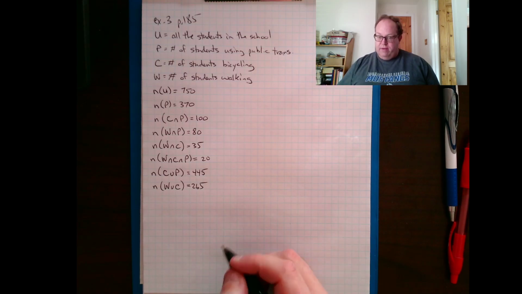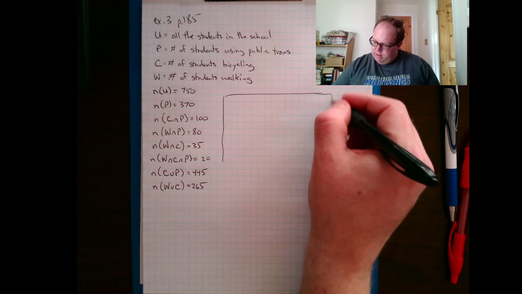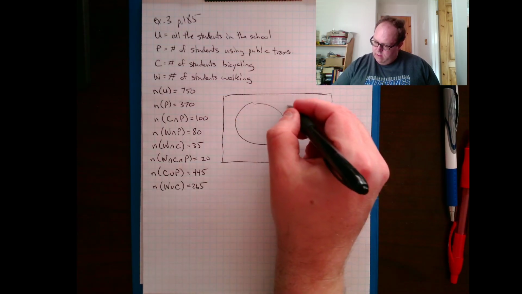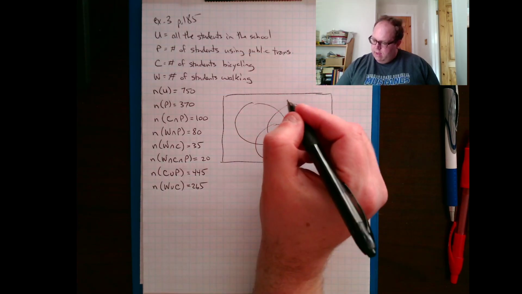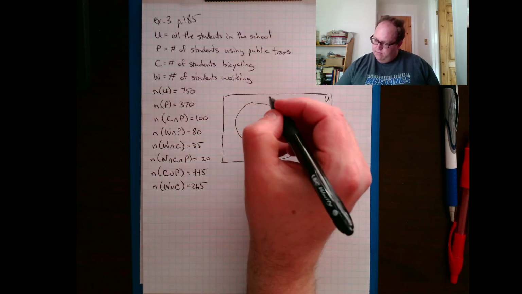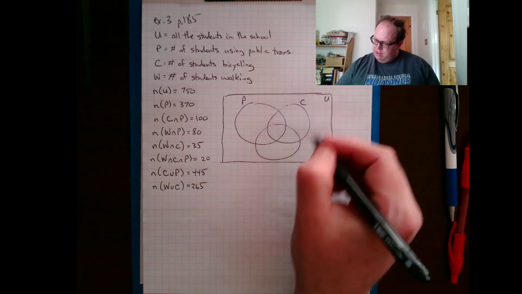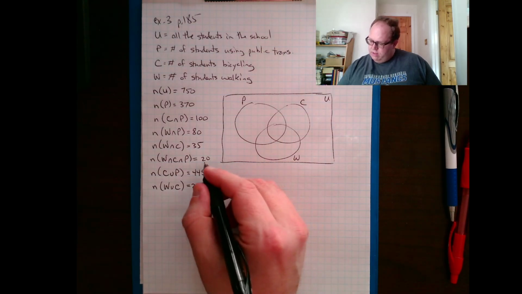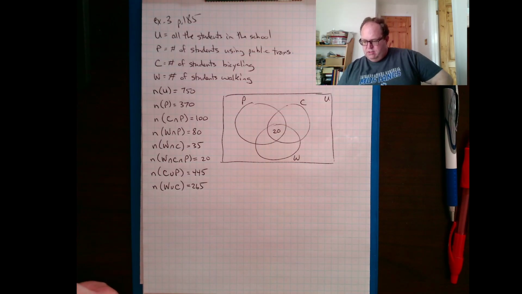And then we can try to put our Venn diagram together. Making this one nice and big so we get lots of room to write stuff down. And my universal set, and the public transportation people, the bicycling people, and the walking people. So if I start to fill in what I know, there's 20 students who use all three forms of transportation.